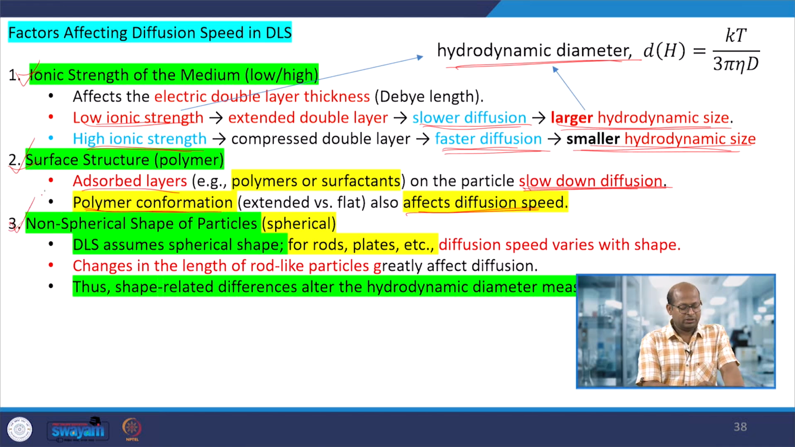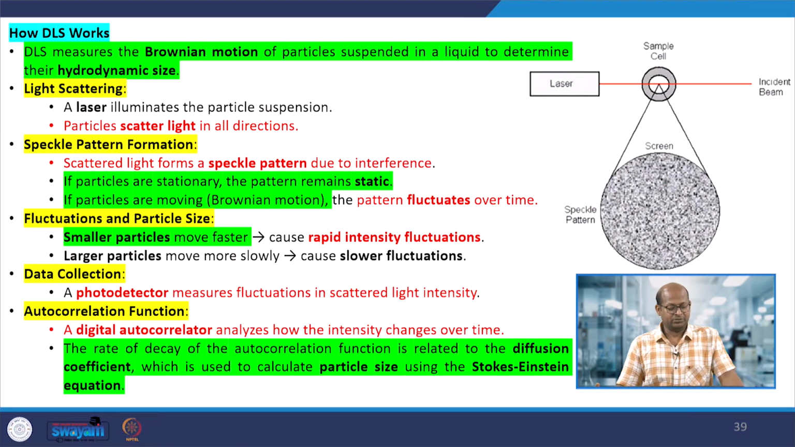Also the shape of the particle. Usually, in the case of nanomaterials dispersed in any particular solvent in nanofluids, we consider them as spherical particles. Sometimes they may not be spherical; they may be rod-shaped or of another type, and that would also affect the diffusion. Therefore, the hydrodynamic diameter would also change.